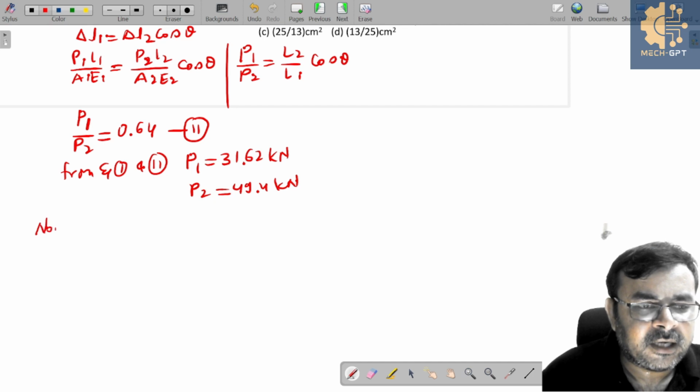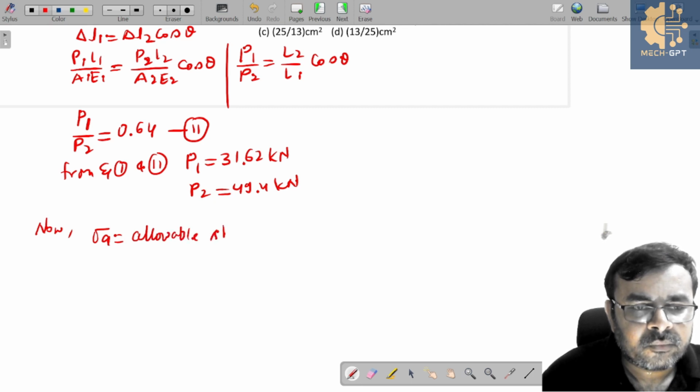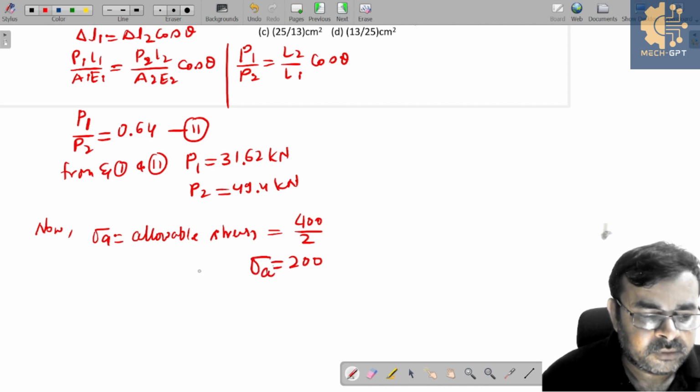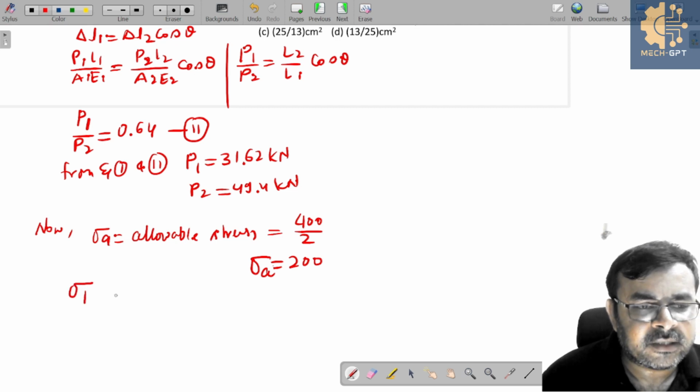And once you get P1 and P2, can I say now sigma A, let's say sigma A is the allowable stress? Yes or no? And which is equal to 40 over 2, because a factor of safety of 2 is given here. So simply we can say this is 200, this is sigma permissible, or you can say sigma A, which is allowable stress. Is it clear? So now you can see the stress induced in the string 1 should be less than or equal to permissible. Yes or no?